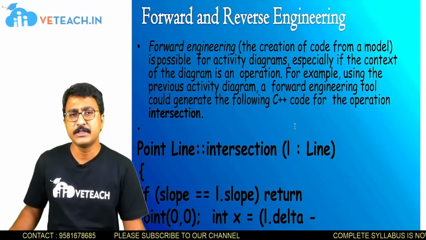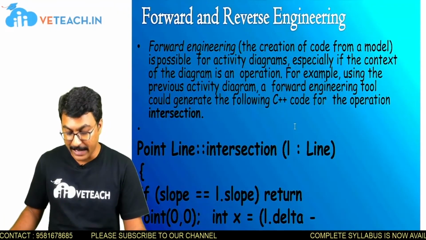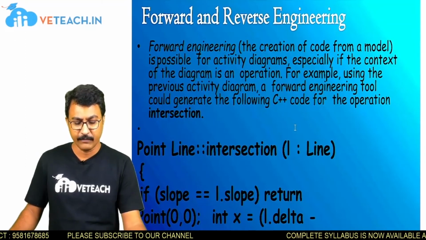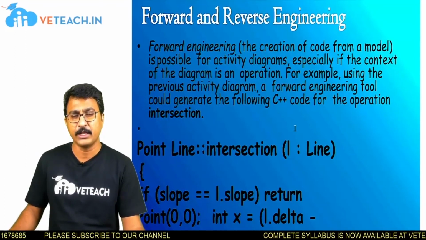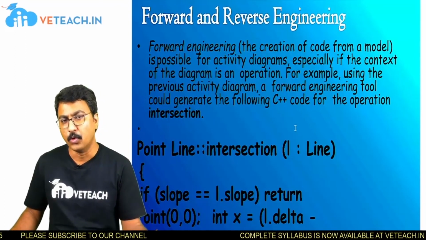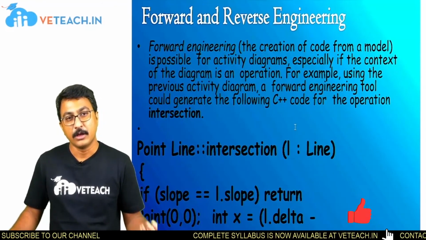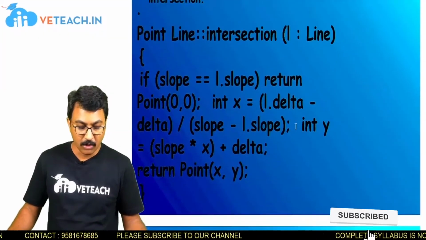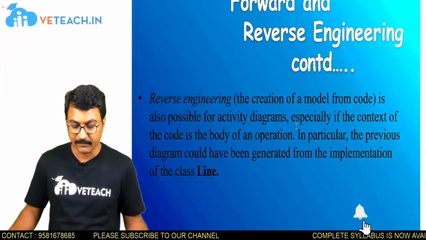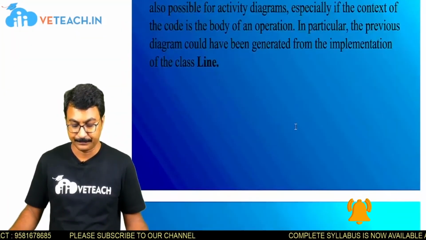You can reverse and forward engineer your activity diagram also. So we know that forward engineering is a process of converting your model into code, and reverse engineering is a process of converting your code into model. So both of those are feasible for an activity diagram.